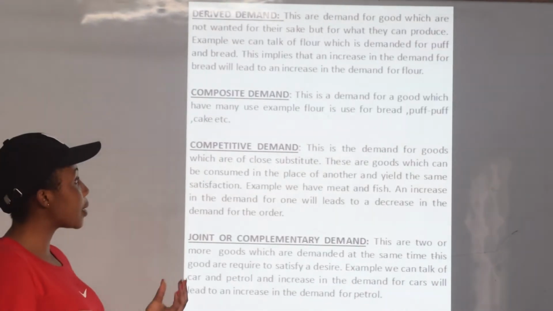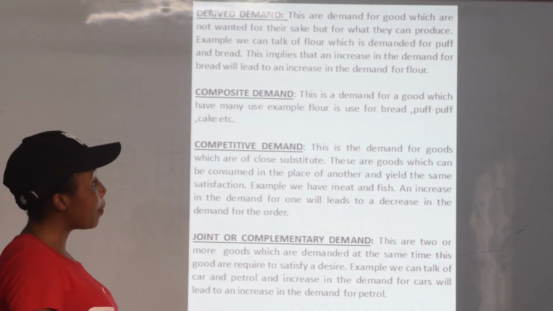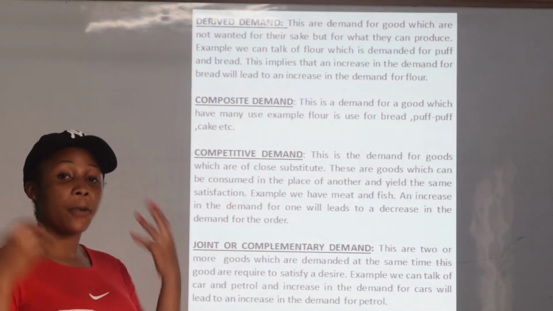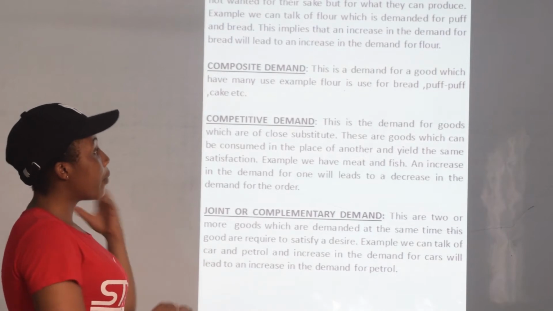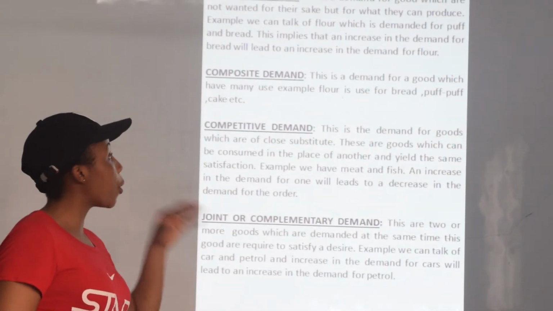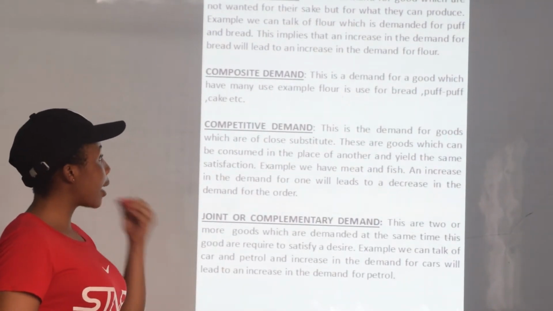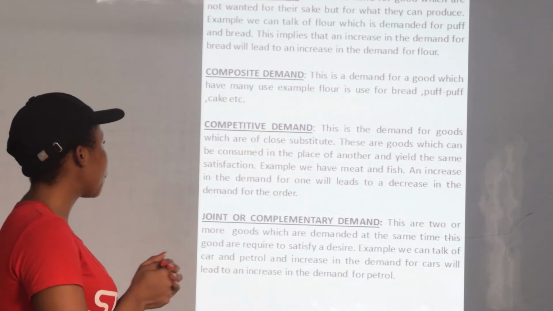Next, we have the composite demand. This is demand for goods which can be used for many or numerous purposes. I will take flour again. For example, flour can be used for bread, chin-chin, cakes, puff balls, and all that.